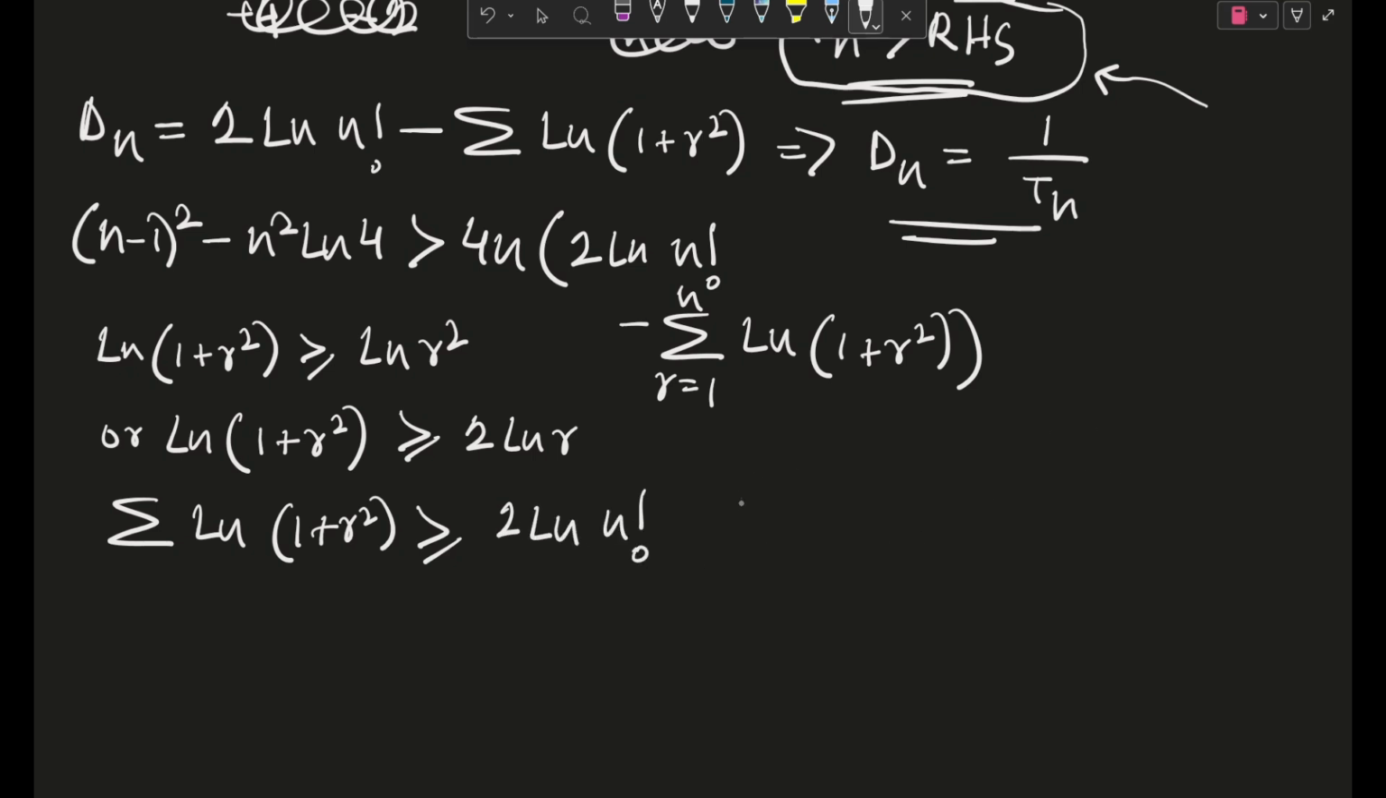Now Dn is equal to 2 ln n factorial minus sigma ln of 1 plus r square, right? Comparing with this particular inequality, I actually repeated the steps I did before, nothing much different, but you can treat this as an independent method. So if you analyze Dn, this particular expression, if you start putting values, you will see Dn is less than or equal to 0.